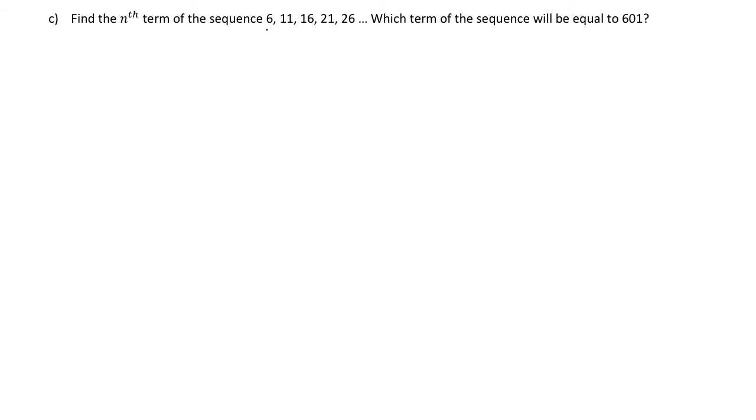So we can see to get from 6 to 11, we add on 5. 11 to 16, we add on 5. Add on 5, add on 5. So that means it's going to be of the form 5n plus b.